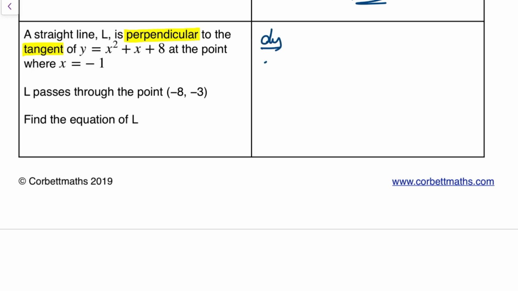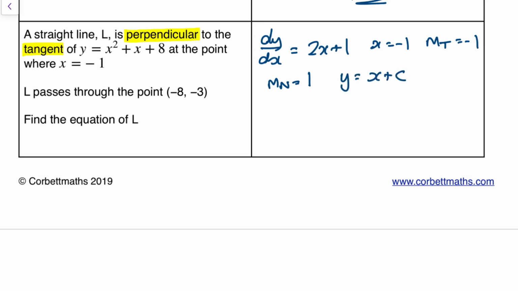So dy dx is equal to 2x plus 1. That's okay. And then x equals minus 1 means the gradient of the tangent, mt, is equal to 2 times minus 1, which is minus 2, plus 1, which is minus 1. Which means the gradient of the normal is equal to 1 over minus 1, or minus 1 over minus 1, which is equal to 1. Which means I just need the equation of the line y equals x plus c that goes through minus 8, minus 3. This one's not too bad, is it?